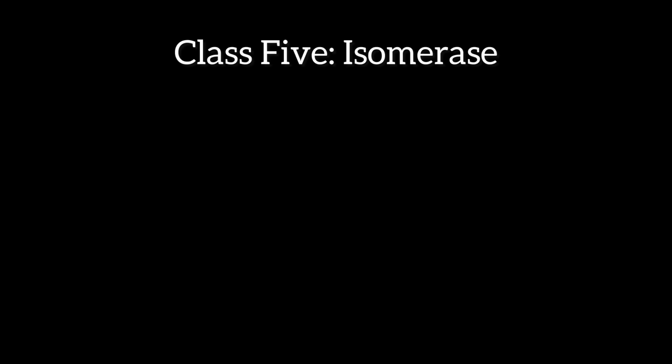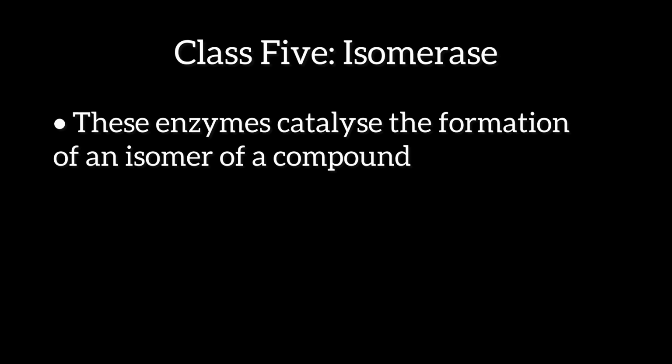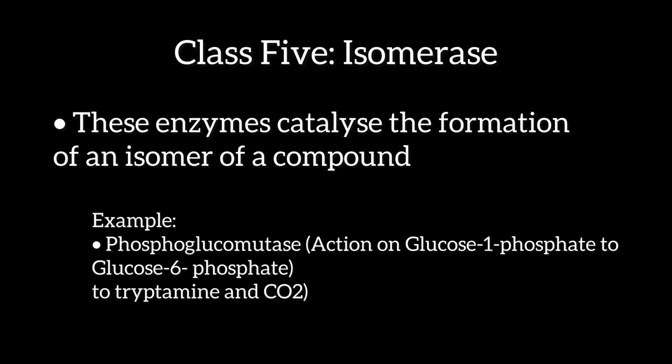And coming to the fifth class, isomerase. These are the classes of enzymes that can catalyze the formation of an isomer of a compound. For example, the enzyme phosphoglucomutase can catalyze the formation of glucose 6 phosphate from glucose 1 phosphate. And another example is the enzyme glucose 6 phosphate isomerase, which acts on glucose 6 phosphate to form fructose 6 phosphate.